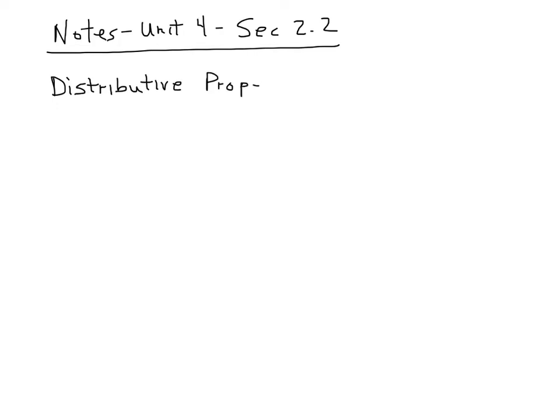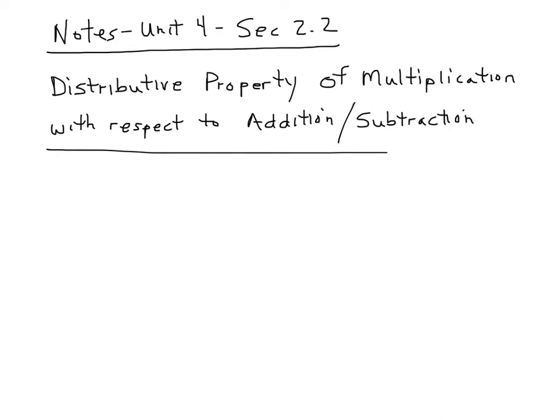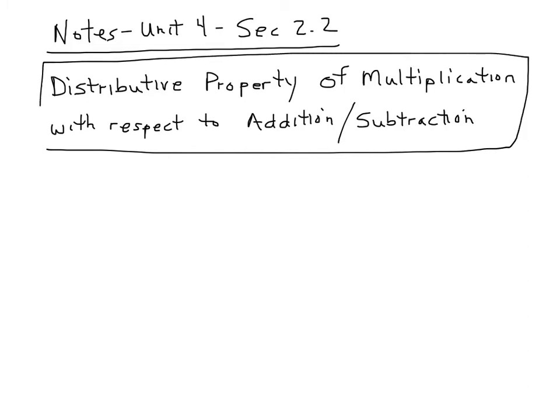And it has a long official name, so we're going to write that down. Distributive property of multiplication with respect to addition and or subtraction. All right, that's it. Whew, that's a long title. Distributive property of multiplication with respect to addition or subtraction.